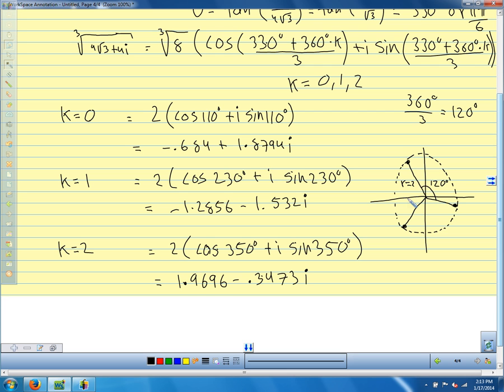Questions there? Okay. This finding powers and roots of our complex numbers in trig form is a very, very powerful tool.